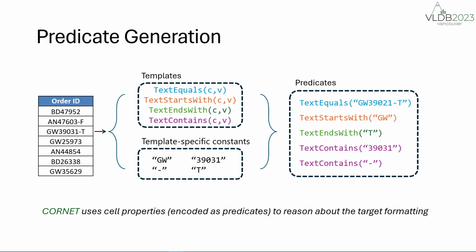For each predicate, we need to generate these constant values for additional arguments. We generate these heuristically. For example, for the predicates shown in the slides, we generate the tokens by splitting the cell value into tokens based on delimiters, non-alphanumeric characters, and case changes.